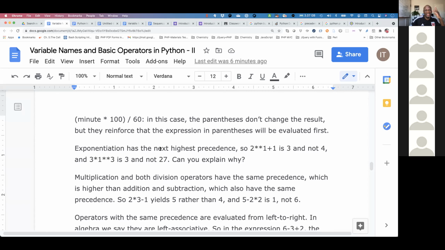Exponentiation has the next highest precedence after the brackets. So if you have this one, that means we raise 2 to the power of 1. It's going to be 2. And then we add 1. That's going to be 3. You have to follow that order. This will come first. But if your bracket were first, then you go with the bracket first. And this should not be 4. If you come out celebrating, then you probably want to think twice.